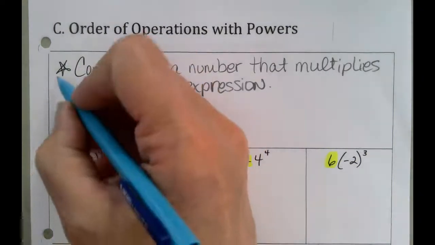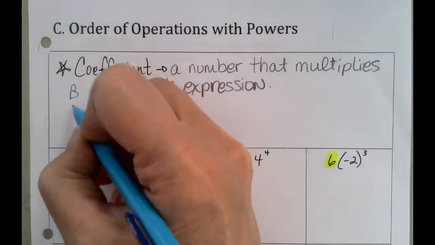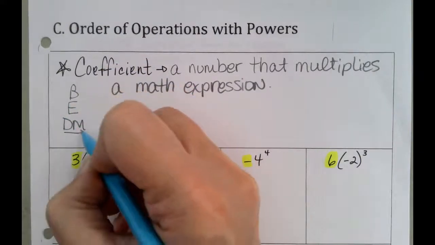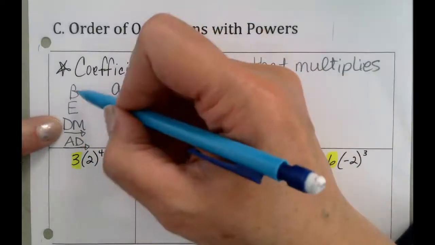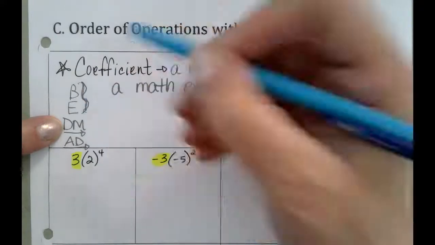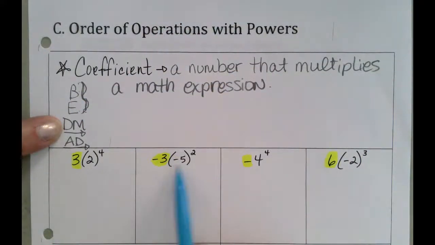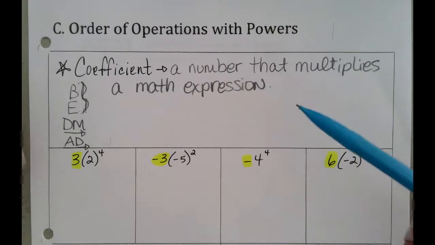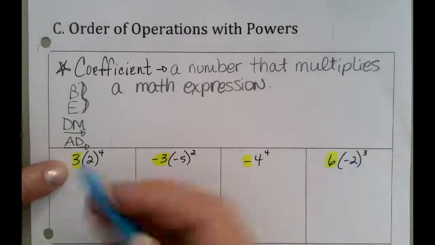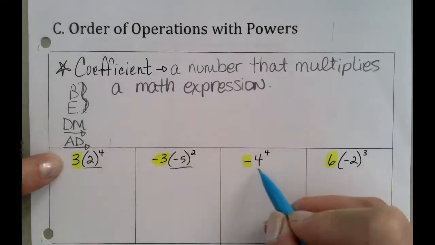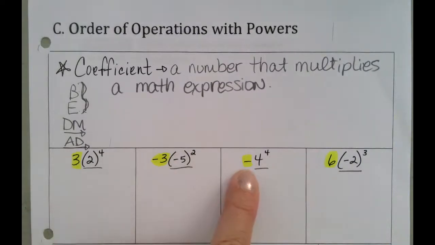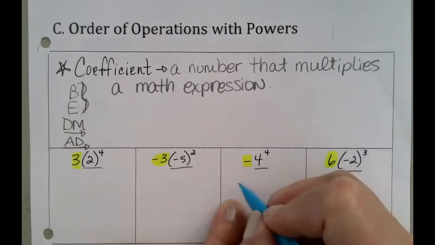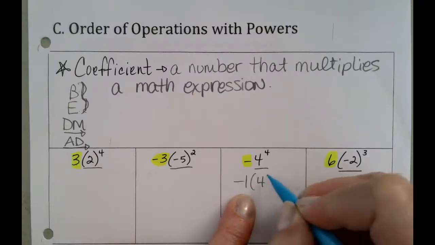Now, according to order of operations, we need brackets, exponents, division, multiplication from left to right, addition, subtraction from left to right. It's kind of down here. So this right here, do you notice there's brackets and exponents? There's something that has to happen before we do that multiplying. But all it's saying is that when we have this number out front of something else, it's called a coefficient. So in this case, it's a negative 3. What's this one here? It's a hidden 1. So it's like negative 1 and then 4 to the 4.